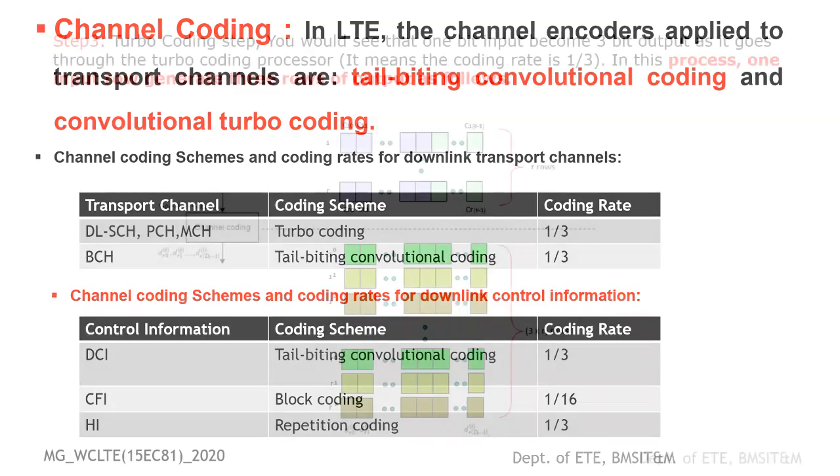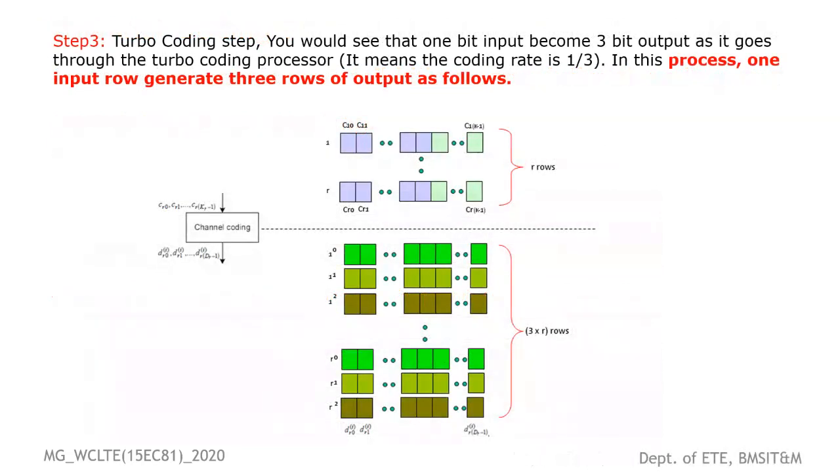So in channel coding, what happens? If I use a code rate of 1/3, it means for 1 bit input, I get a 3 bit output, when I pass that 1 bit input sequence through the encoder. So to say, one input row generates 3 rows of output. That is what is shown here. See here at the top I wrote R rows, which I got with the code block segmentation. Each row after channel encoding will be converted into 3 rows: row 1, row 2, row 3, like 1 power 0, 1 power 1, 1 power 2. So one row is converted into 3 rows. That is the effect of channel encoding.